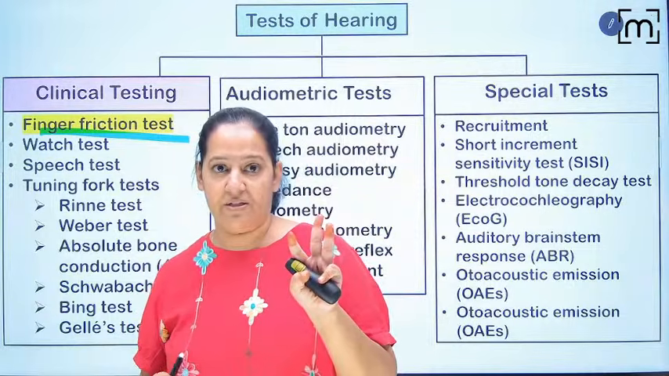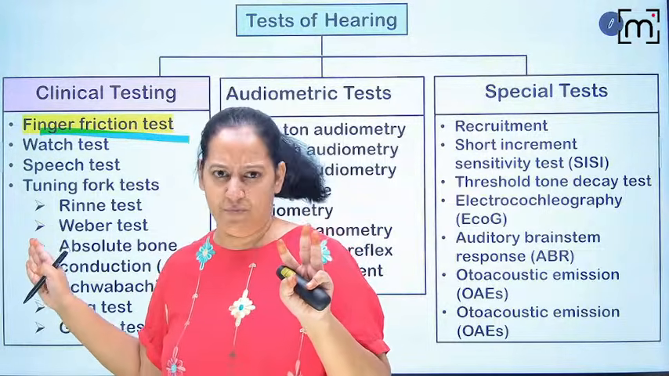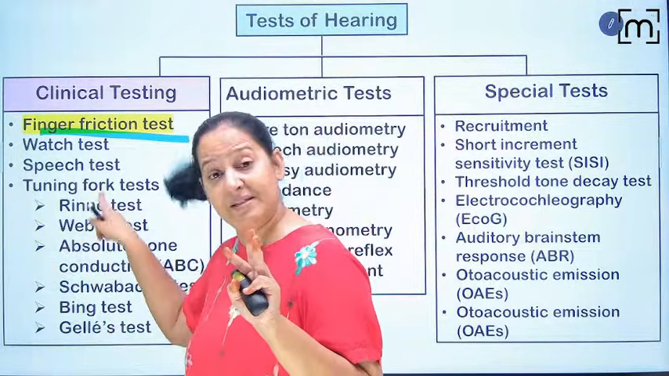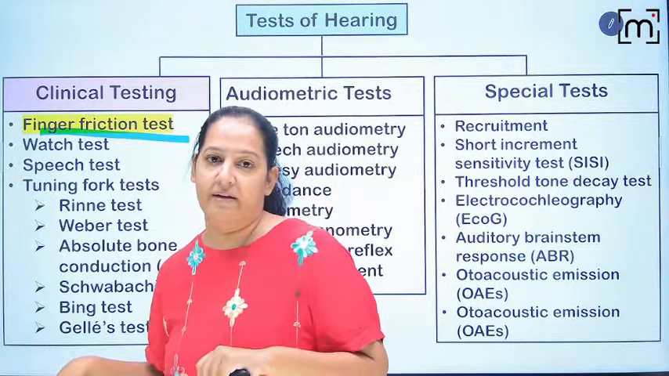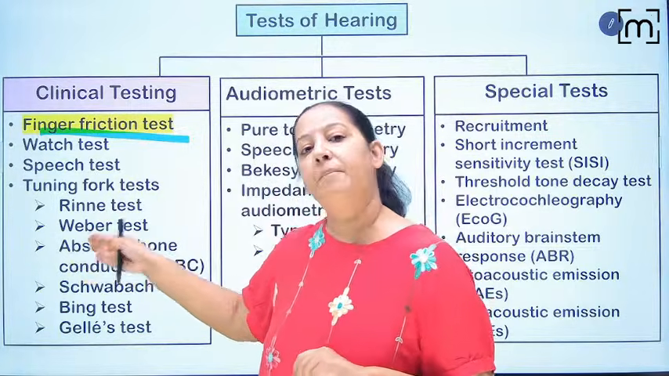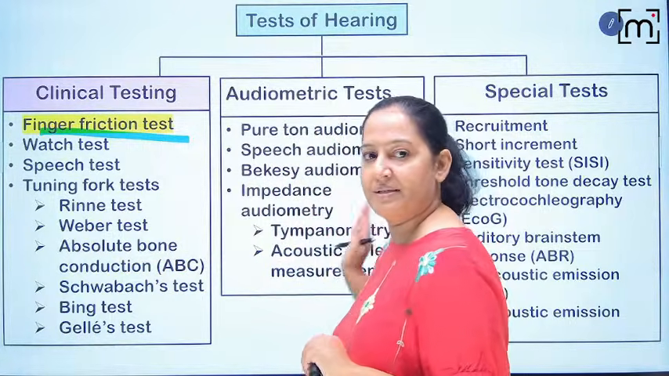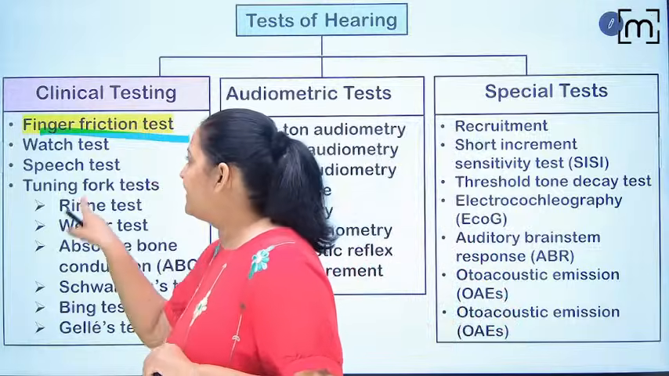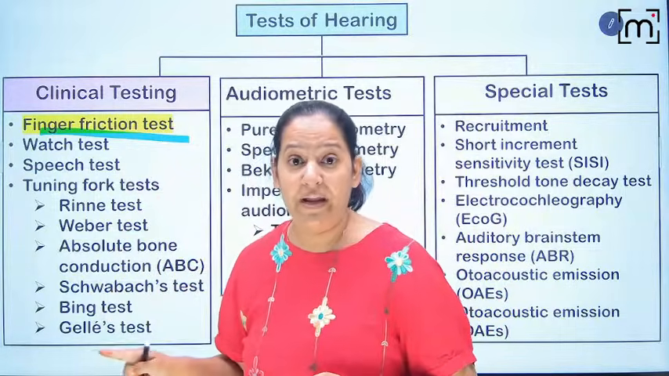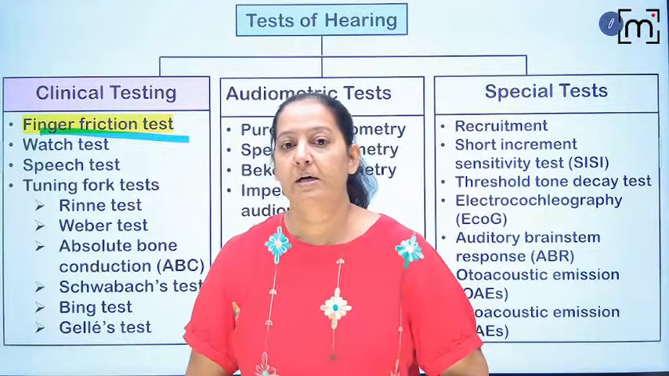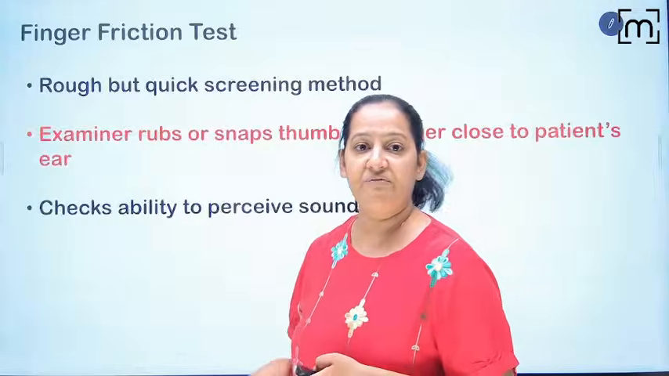There are three types of test. Clinical tests are very easy to perform, but tuning fork tests are ultra important. There are four types of clinical test, so we started with clinical only. Apart from that, we have audiometric test and special test. So in clinical tests, the finger friction test. Now I will perform it in front of you, so kindly be attentive. Let's start with the first, the finger friction test.